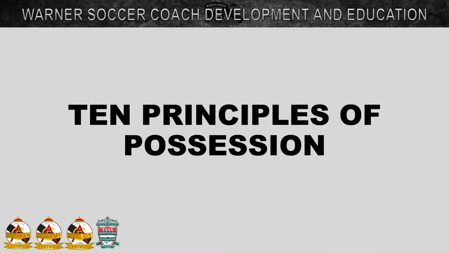Today we're going to be talking about the 10 principles of possession. Now when we discuss these 10 principles, you'll see they're numbered 1 through 10. This isn't a ranking. It doesn't mean 1, 2, and 3 are more important than 4 through 10. This is not a decision to make.